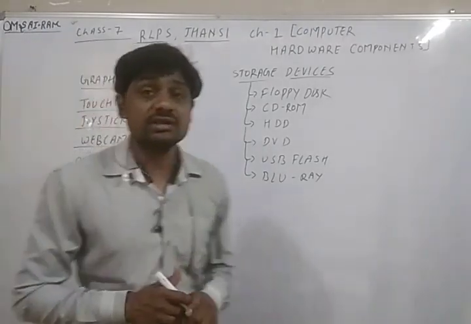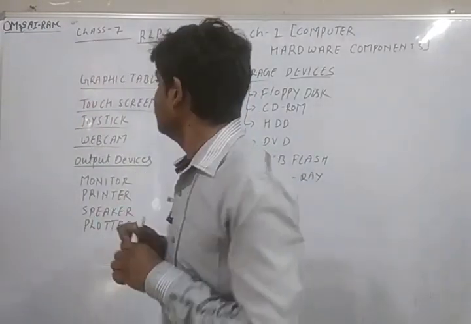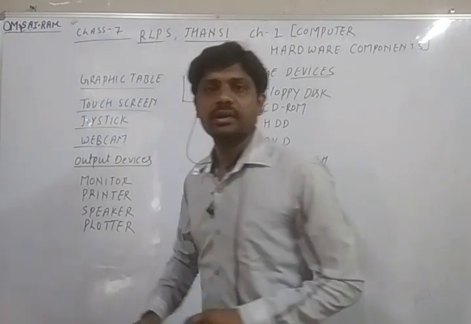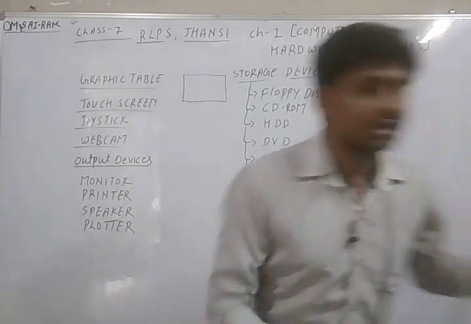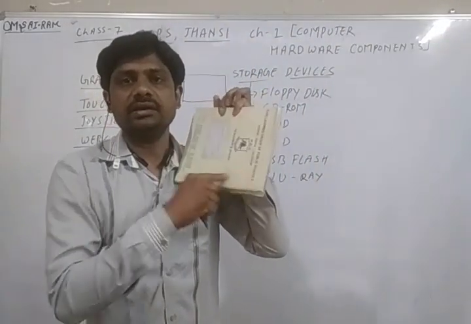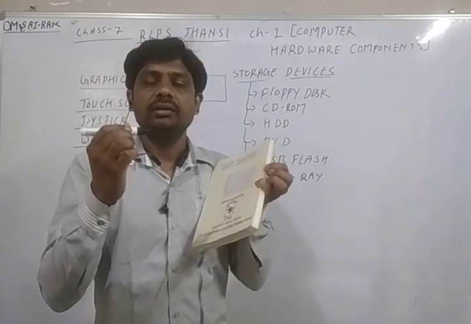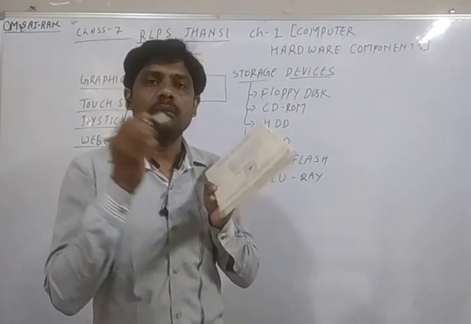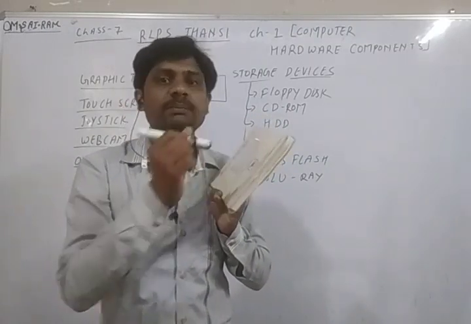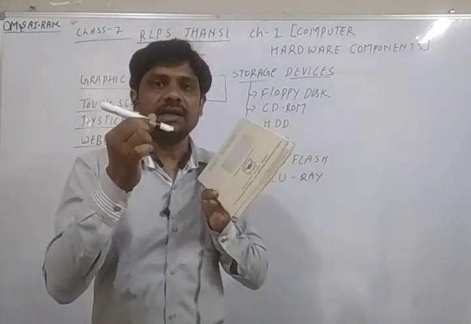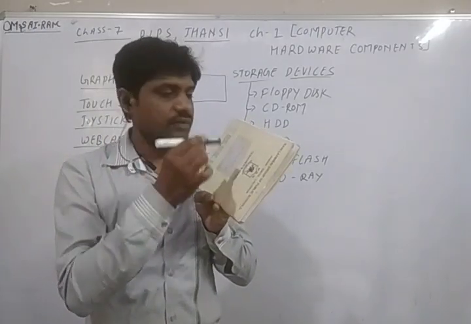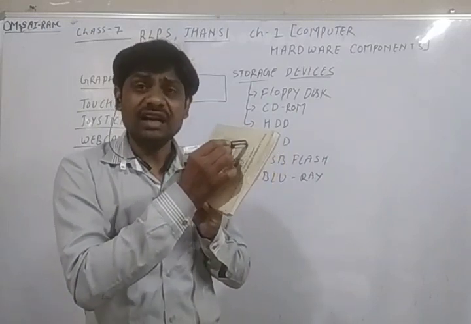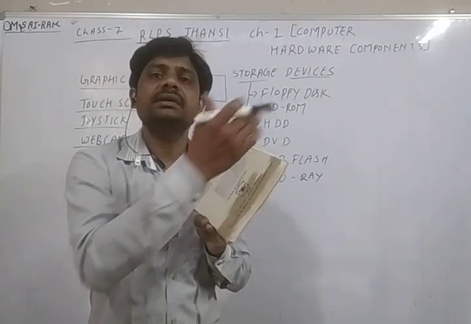So children, graphics tablet means we have a pad like this, and we have a pen, that is the light pen, right children? And both are connected to the CPU. And when we start writing with the help of the light pen on the pad, that image is inserted into the computer.